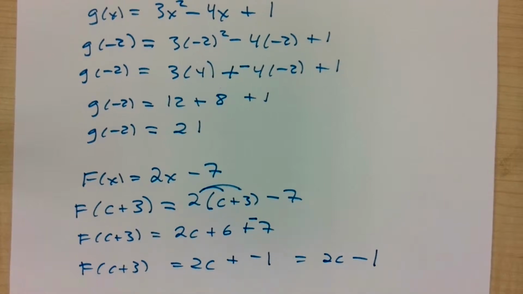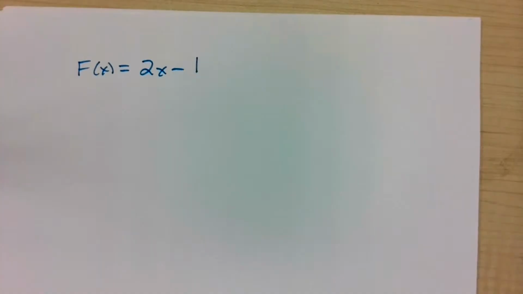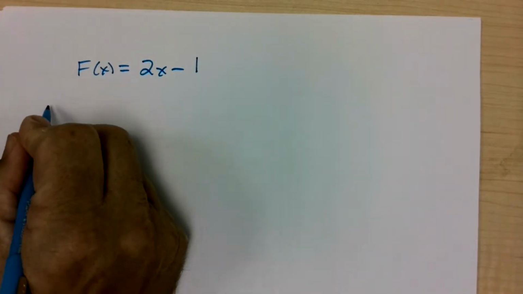So that's how we can evaluate functions by plugging in values. We can also graph functions. Remember, we cannot have a vertical line cutting the graph in more than one place. So if my goal is to graph a function, something like f of x equals 2x minus 1, I can plug in various values.